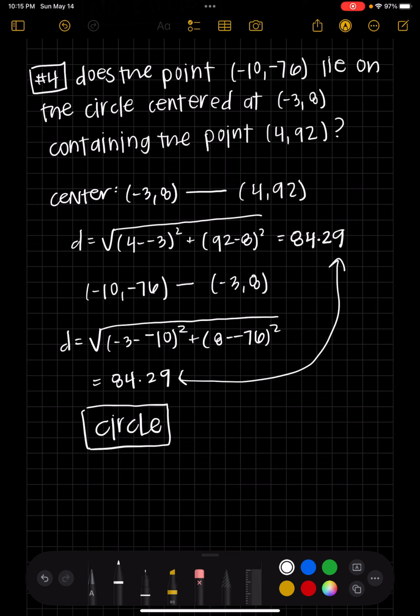So these things are a lot of work, but you're just going to end up using the same formula over and over again to determine if points lie on circles.